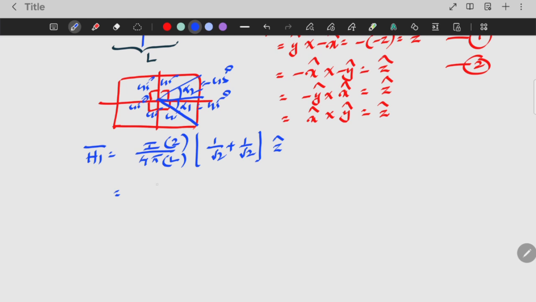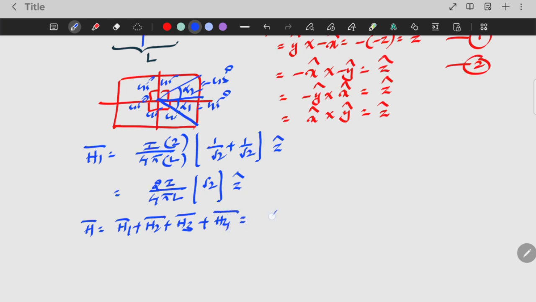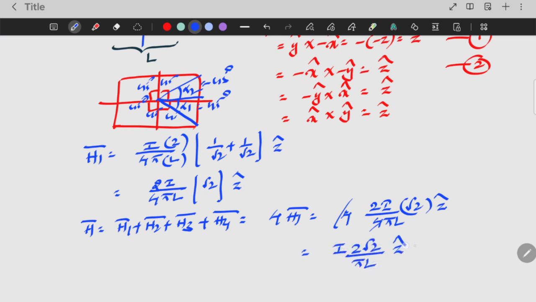So what did we get here? 2I by 4 pi L, into 2 by root 2, that is root 2, into z cap. It is the magnetic field intensity due to any one of the conductors; you will get the same thing. So now the total magnetic field intensity is equal to H1 bar plus H2 bar plus H3 bar plus H4 bar. It is equal to 4 into H1 bar, that is equal to 4 into 2I by 4 pi L into root 2 into z cap. So 4 will be cancelled. Finally we got I into 2 root 2 by pi L into z cap. This is the answer.